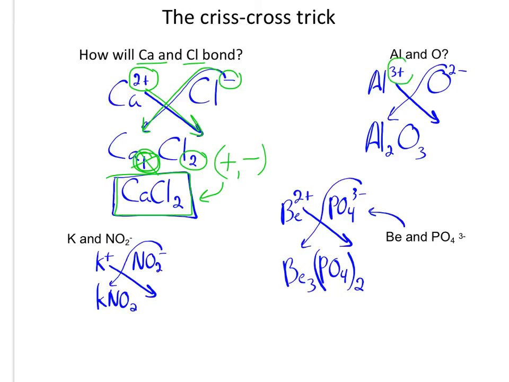Now, how about aluminum and oxygen? Aluminum is 3+ in group 3. Oxygen group 6, that means 2 negative, and it's a nonmetal, so it's negative. Switch the charges, it's Al2O3.